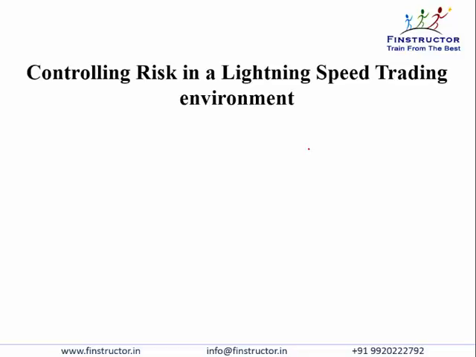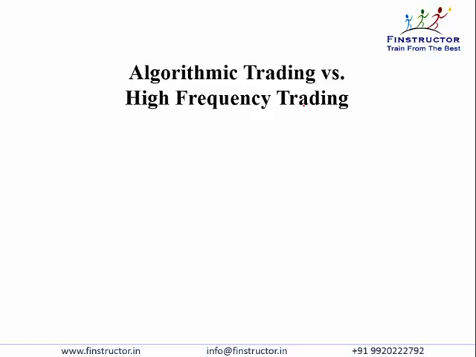So let's first understand what high frequency trading or algorithmic trading means. The topic is titled Controlling Risk in a Lightning Speed Trading Environment. Algorithmic trading and high frequency trading generally mean the same thing. So what is this trading vis-a-vis the traditional trading, also called low frequency trading or LFT? What is HFT versus low frequency trading?